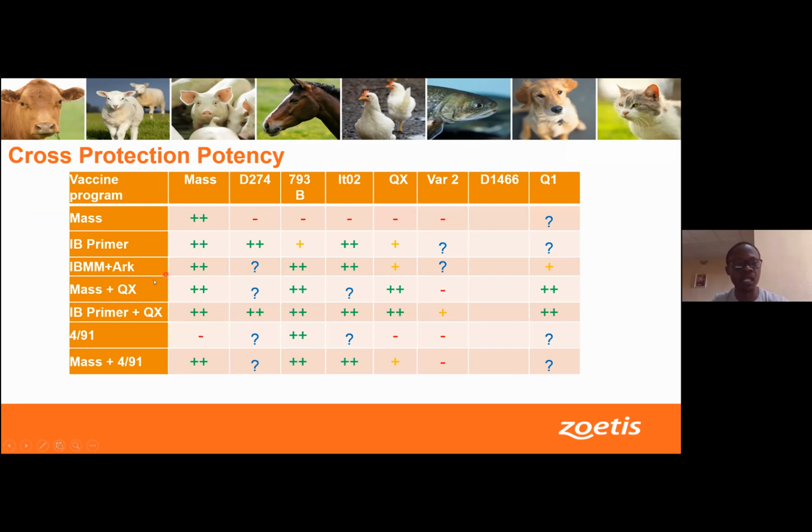And then if you are using MAS plus QX, you have a bit wider coverage. But if you use QX and primer, you have an even wider coverage in protection. Now, I'm not going to advise any farmer to just choose QX plus primer, but rather I would say let us study your environment and determine what the problem is, because even within Nigeria, we've seen a lot of variability in geographical location. It becomes a bit more problematic down south.